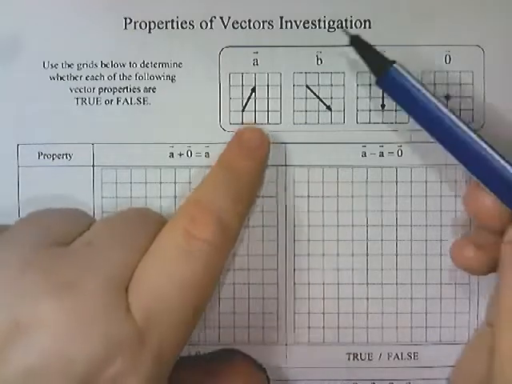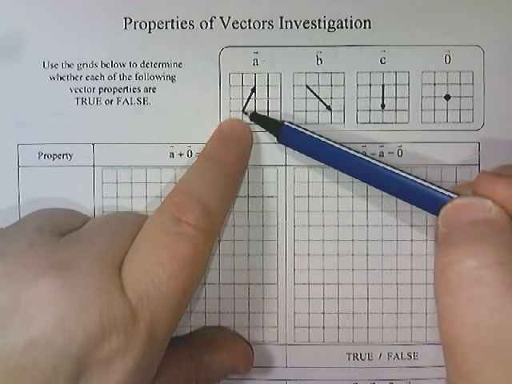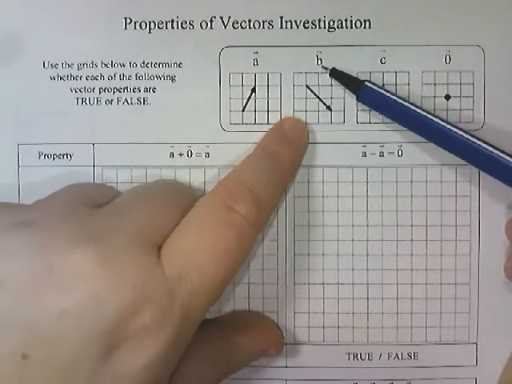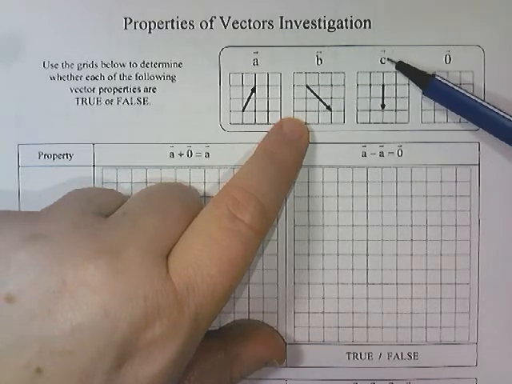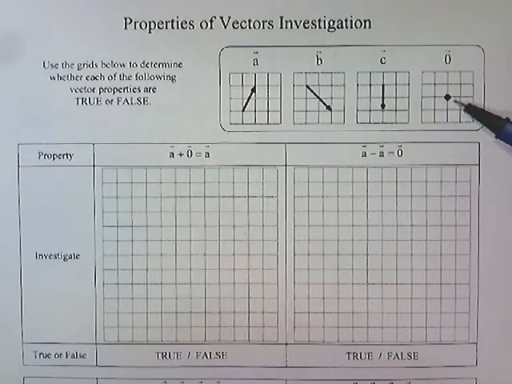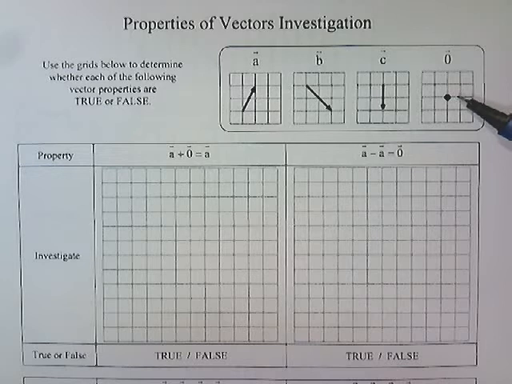So up at the top, we have a bit of a legend here. I have vector A, which is 2 squares tall and 1 square over. We have vector B, which is going down 2 squares and over 2 squares. Vector C is going straight down 2 squares. And then a 0 vector, we discussed at the very end of our lesson yesterday that a 0 vector has no magnitude and no direction. So I just drew a point to use as our 0 vector.